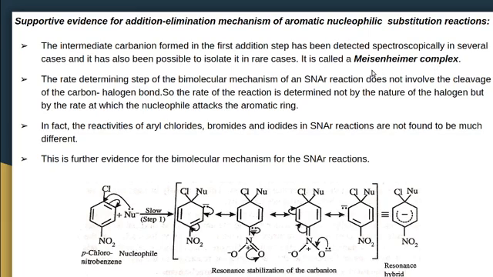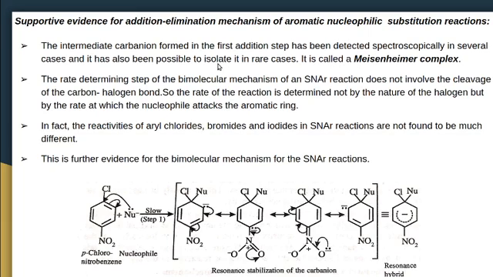We know that there is the formation of a Meisenheimer complex. That carbanion formed in the first step has been detected by spectroscopic methods. It was detected in several cases, and also isolated in rare cases. So one evidence for the addition elimination mechanism is the isolation and detection of the Meisenheimer complex, or carbanion, formed in the first step.